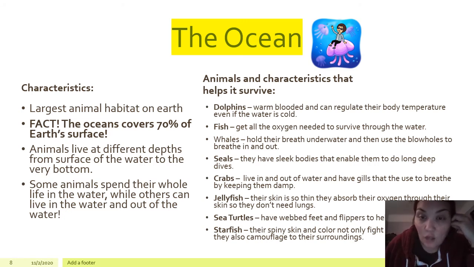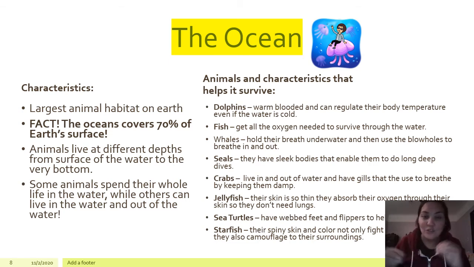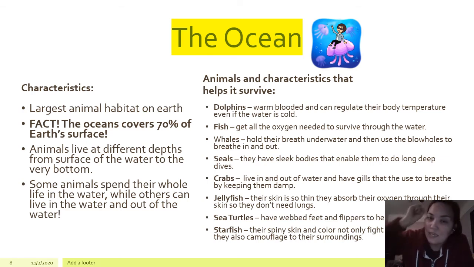Fish get all their oxygen needed to survive through the water. Mrs. B, how is there oxygen in the water? Because water has molecules of hydrogen and oxygen. So even though we think of the ocean as just plain liquid, there's actually some oxygen in there. We'll be talking about that in another unit, okay? Whales hold their breath underwater and then they use their blowholes that we've seen to breathe in and out. Seals have slick bodies that enable them to do long dives.